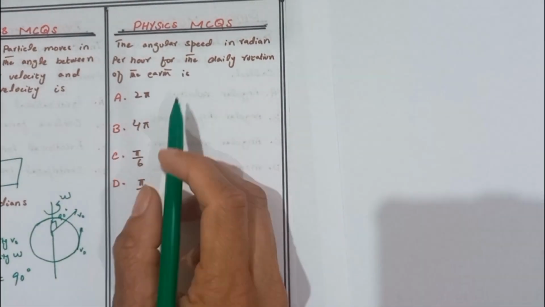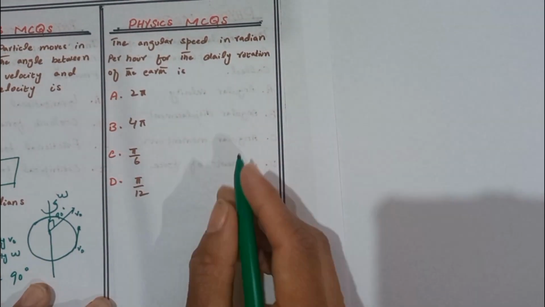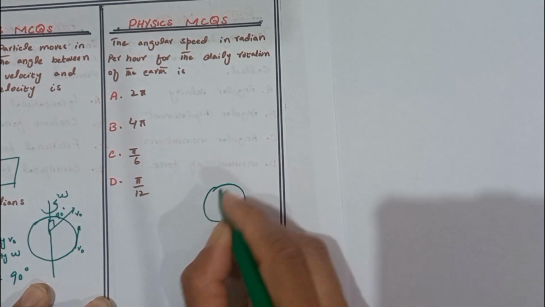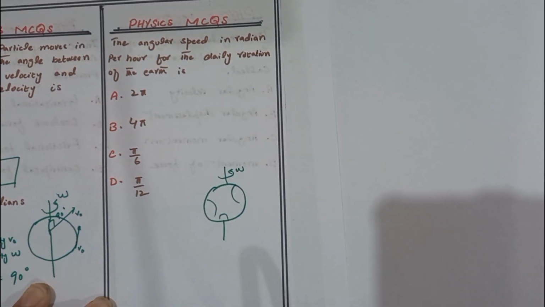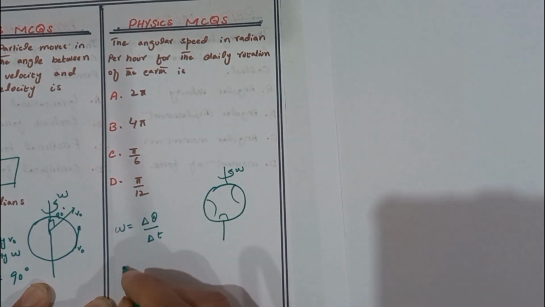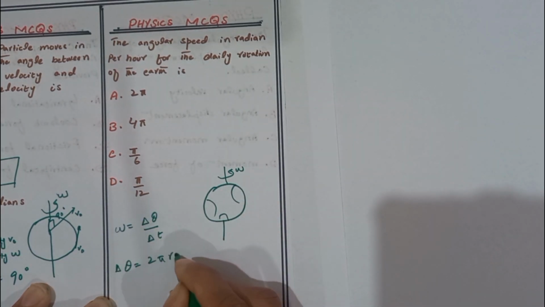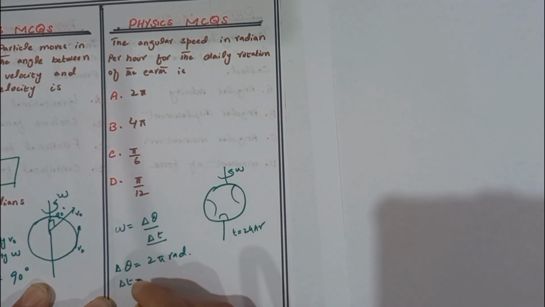Now we discuss the angular speed in radian per hour of the daily rotation of the earth: 2 pi, 4 pi, pi by 6, or pi by 12. We know that this is the spin motion of the earth, and the angular speed can be defined by the formula omega is equal to delta theta over delta t. In one rotation it makes an angle of 2 pi radian, and the time period to complete it is 24 hour. So delta t is equal to 24 hour.